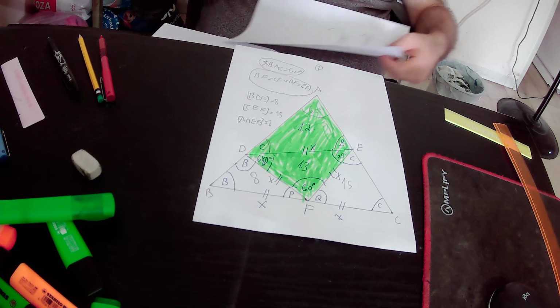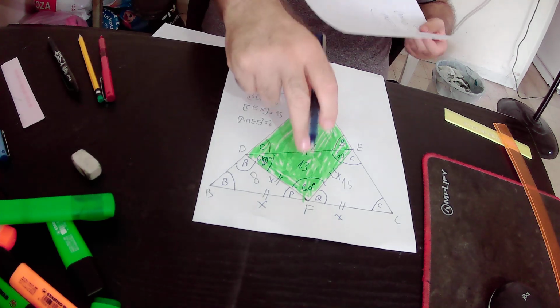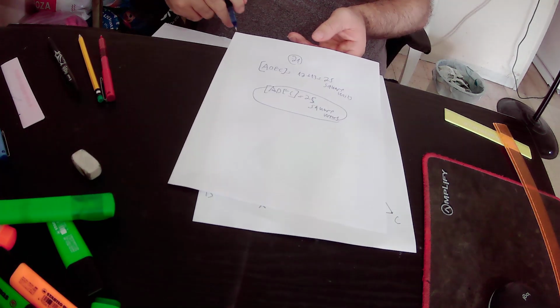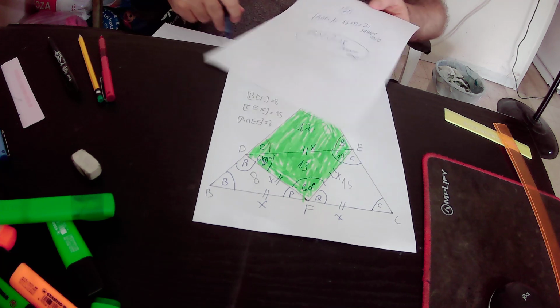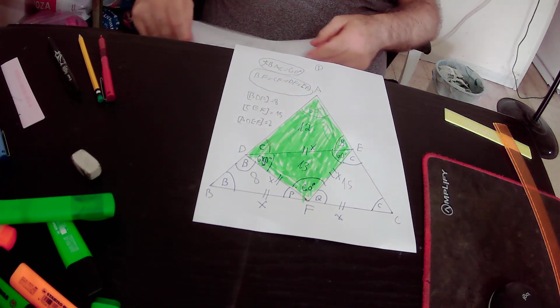Again, the area of quadrilateral ADEF equals 25 square units. Okay, now I will summarize the lecture.